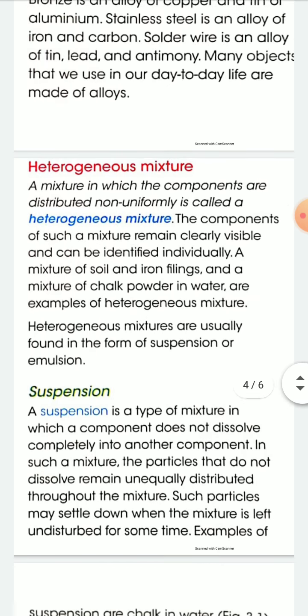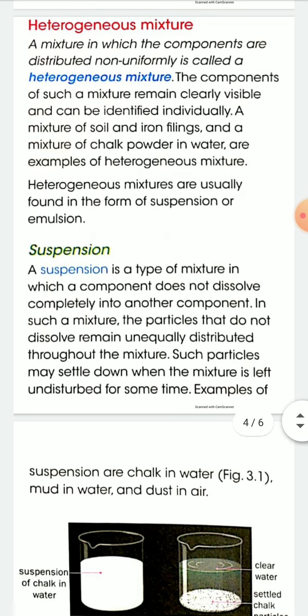Now the second type of mixture is the heterogeneous mixture. A mixture in which the components are distributed non-uniformly is called a heterogeneous mixture. Just opposite of homogeneous, where the components are mixed or distributed uniformly, in a heterogeneous mixture the components are distributed non-uniformly, that is, non-equally.